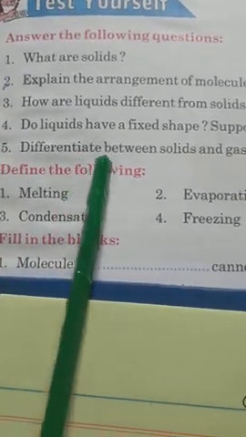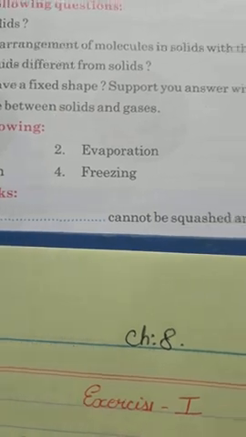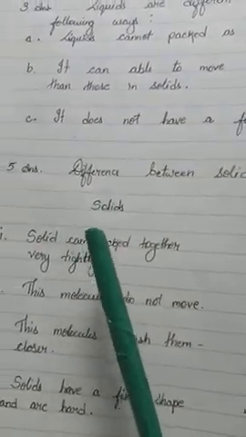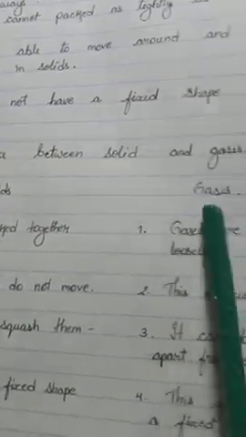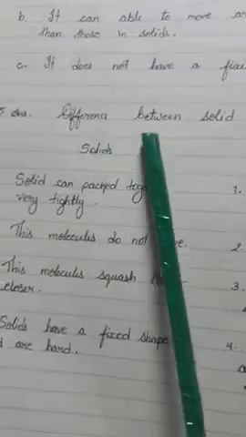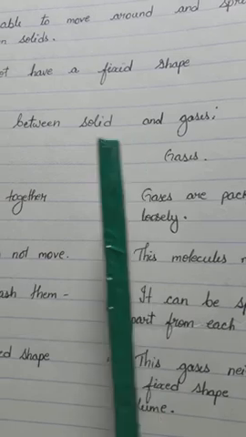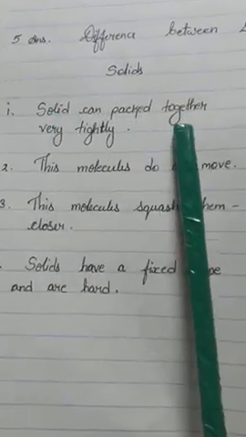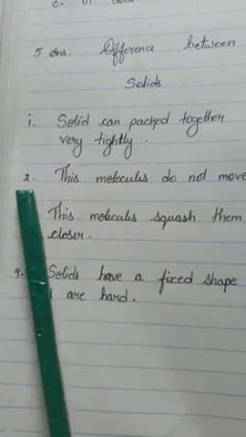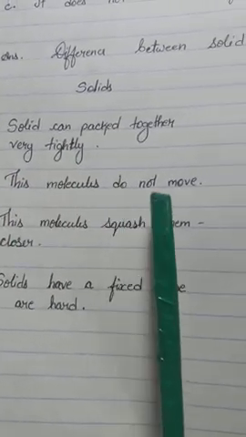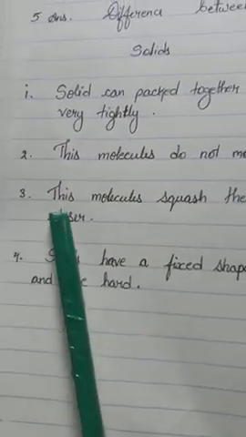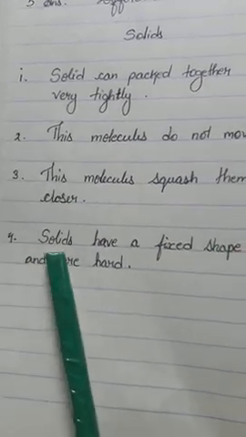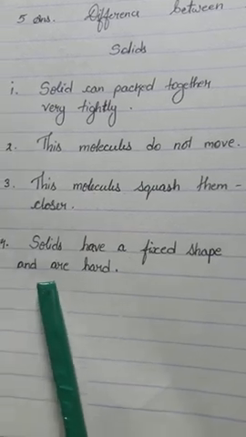5. Differentiate between solid and gases. So, even in these questions, you have to make 2 columns. That is solid and gases. Difference between solid and gases. Solid, point number 1. Solid can pack together very tightly. Point 2. These molecules do not move. 3. These molecules cannot be squashed closer. 4. Solids have a fixed shape and are hard.